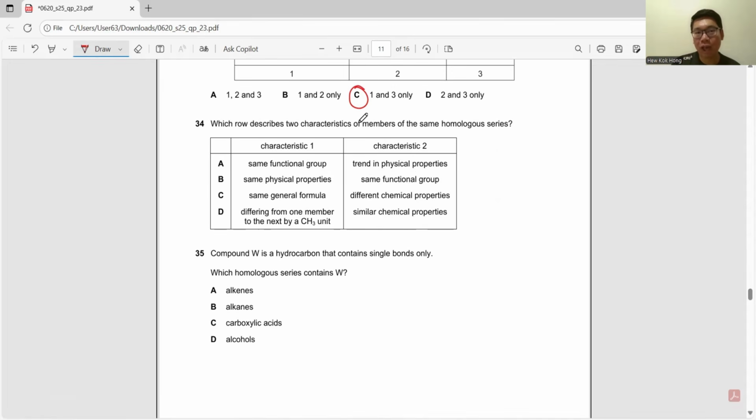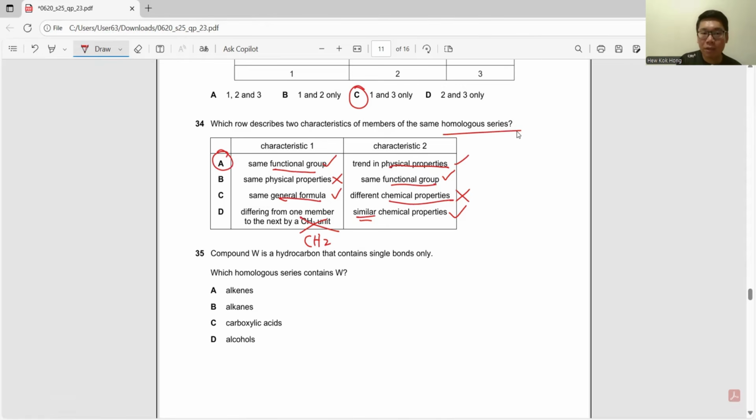34. Which row describes the characteristic of members of the same homologous series? First, it says same functional group. Yes. And then they say it forms a trend in physical properties. Actually, yes, it can be the density, melting point, boiling point, all of that will show a trend. And they say same physical properties is wrong because it shows a trend but not exactly the same. Same general formula, yes. Different chemical properties, no, because they have the same functional group, so they must have similar chemical properties. And then differing from one member to the next by CH2, not CH3. So the answer is A.